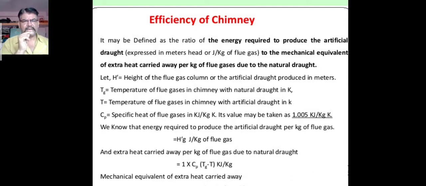Now let h dash be the height of the column of the artificial draught. T2 is the temperature of the flue gas in the chimney with the natural draught, measured in K, that is Kelvin, the absolute unit of temperature. Capital T is the temperature of the flue gases in the chimney with artificial draught, also measured in K. Cp is the specific heat of flue gases, measured in kilojoules per kg K, and it is considered 1.005 kilojoules per kg K.